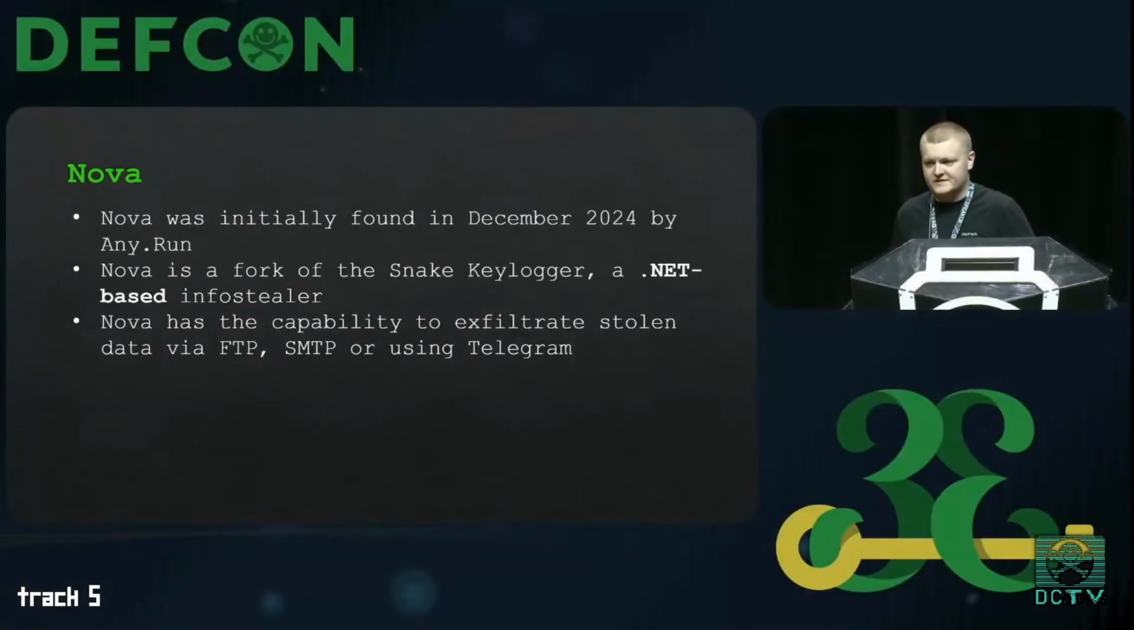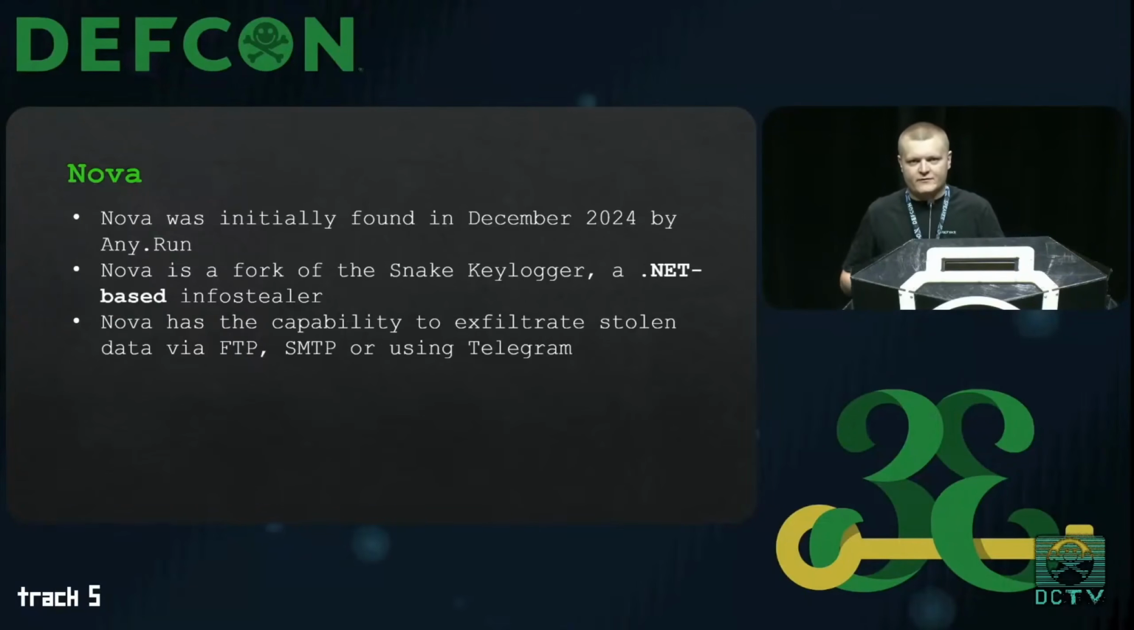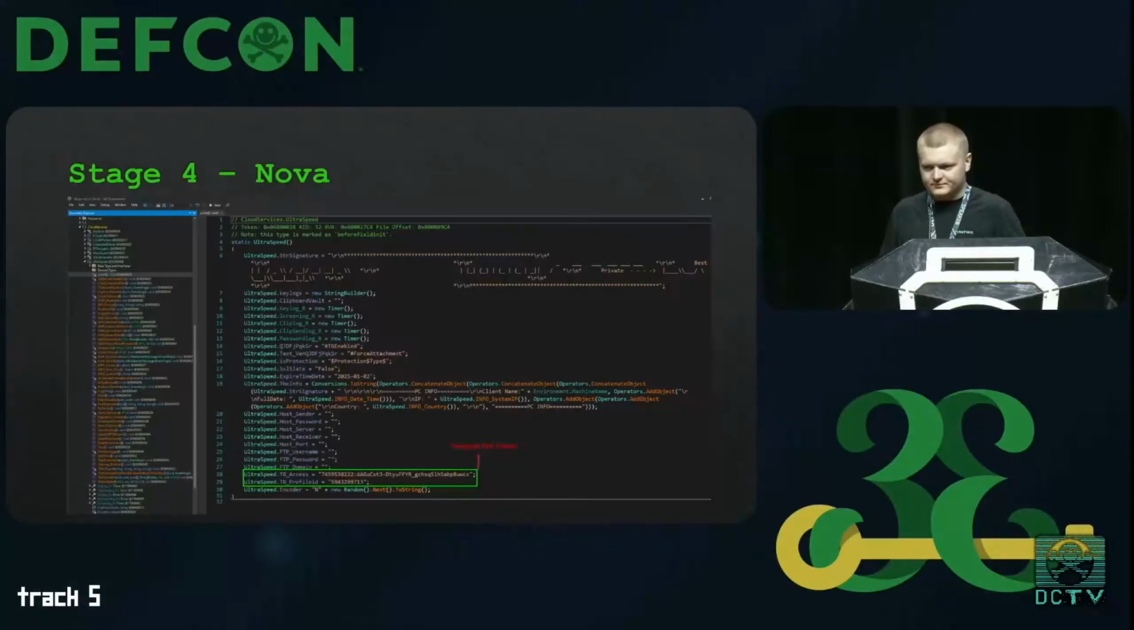It was a fork of Snake Keylogger, which is also a .NET-based infostealer and keylogger. Nova has the capability to take all the stolen information, credentials, files, everything it's gathered, and it can either exfiltrate over Telegram, FTP, or SMTP. And you can control this in the configuration when you build Nova InfoStealer.